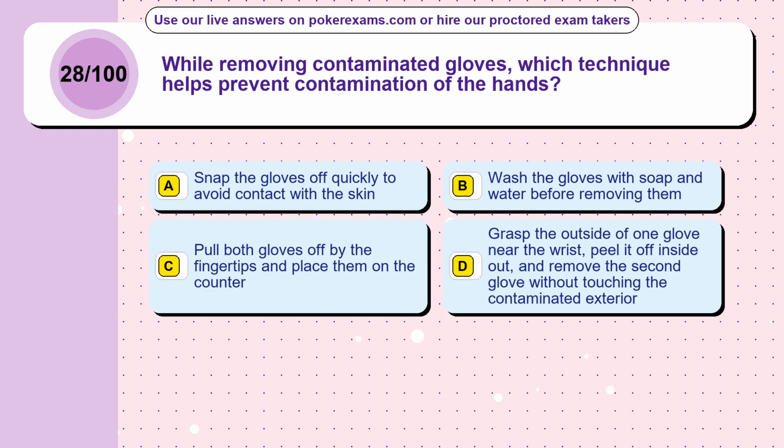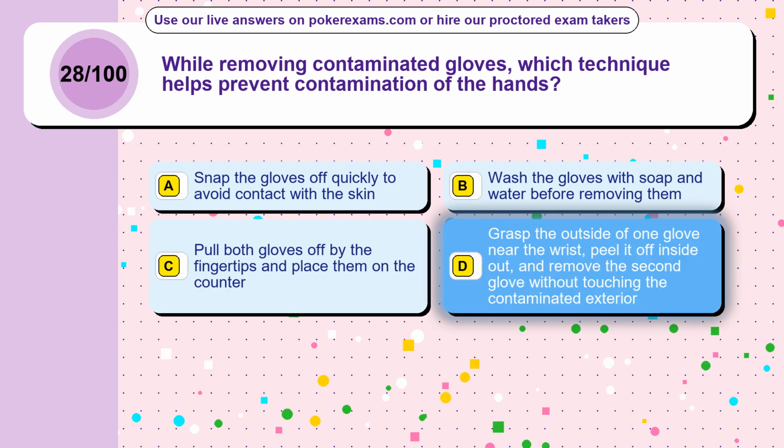Question 28. While removing contaminated gloves, which technique helps prevent contamination of the hands? Option A, snap the gloves off quickly to avoid contact with the skin. Option B, wash the gloves with soap and water before removing them. Option C, pull both gloves off by the fingertips and place them on the counter. Option D, grasp the outside of one glove near the wrist, peel it off inside out, and remove the second glove without touching the contaminated exterior.